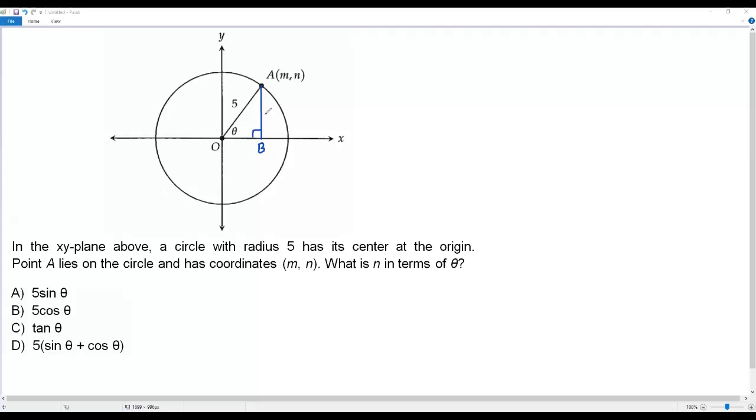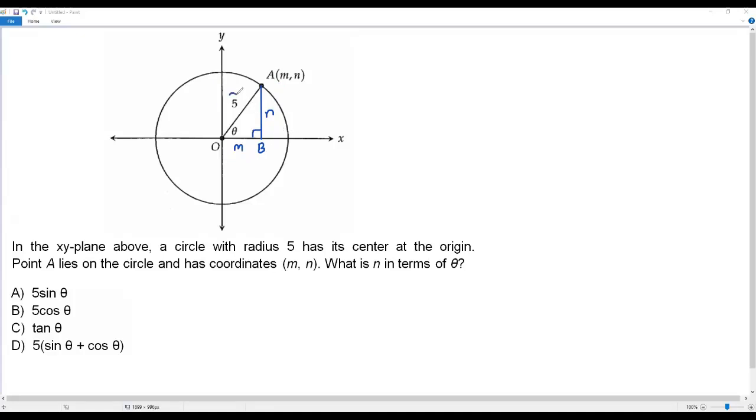In this right triangle OAB, the length of the horizontal segment OB is the x-coordinate m. So m is the length of this leg of the triangle, OB, and the length of the leg AB of the triangle is the y coordinate over here, it's n. Here we have n, and at this position we have the value m on the x-axis, so this length is m and this length is n. Okay, now we have to solve for n in terms of theta.